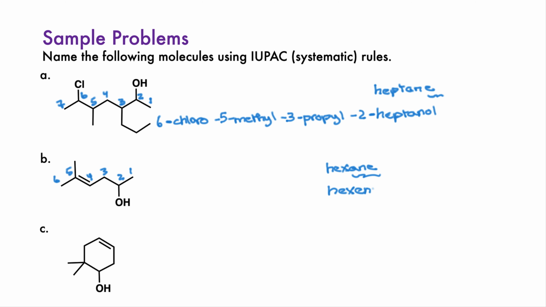And the double bond must be given position 4 based on this. There is also a methyl substituent. It's at position 5. In cyclic alcohols, the hydroxyl must get position 1 because it's highest priority over all. The 1 is understood and there is no need to write it. This molecule also has a double bond, so it's a cyclohexenol.